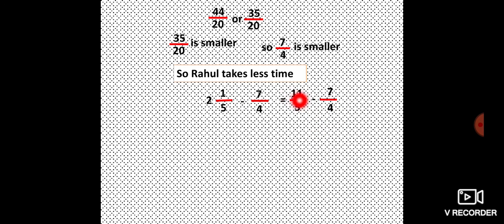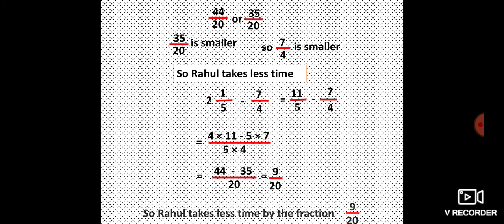By cross multiplying, 4 into 11 minus 5 into 7 by 5 into 4. 4 into 11 is 44 and 5 into 7 is 35. 44 minus 35 by 20, then 9 by 20. No common number is there, so we write 9 by 20. So Rahul takes less time by the fraction 9 by 20.